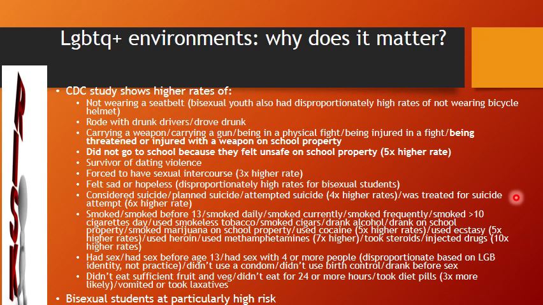LGB youth, lesbian, gay, and bisexual youth, this study shows higher rates of not wearing a seatbelt, for bisexual youth also not wearing bike helmets, riding with drunk drivers, driving drunk, carrying a weapon, carrying a gun, being in a physical fight, being injured in a fight, being threatened or injured with a weapon on school property, 5 times higher rates of not going to school because they felt unsafe on school property, higher rates of being survivors of dating violence, 3 times higher rates of being forced to have sexual intercourse, feeling sad or hopeless, super, super high rates for bisexual kids, considering planning or attempting suicides at 4 times higher rates, treated for suicide attempts at 6 times higher rates.